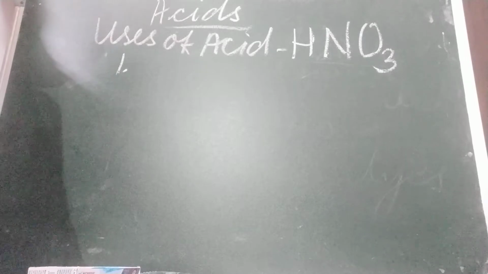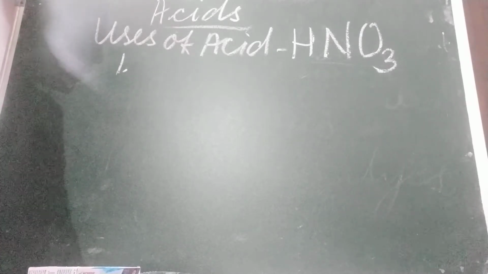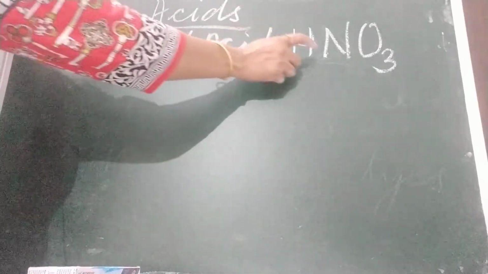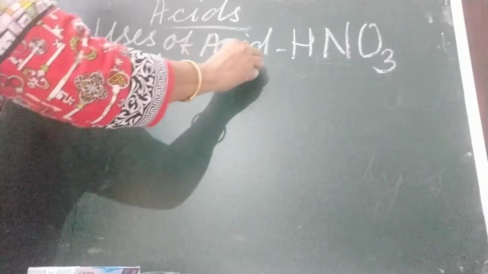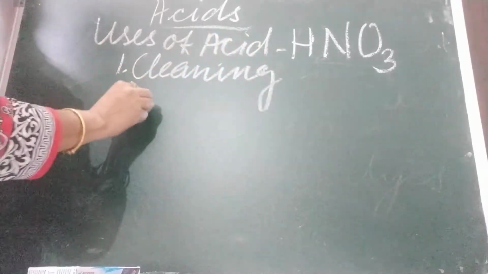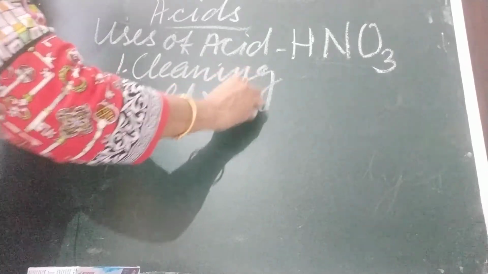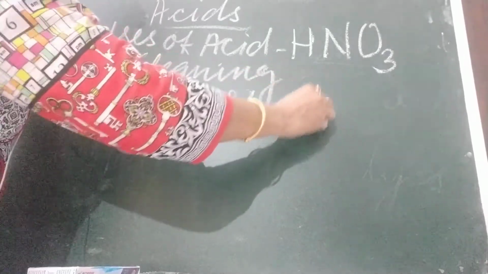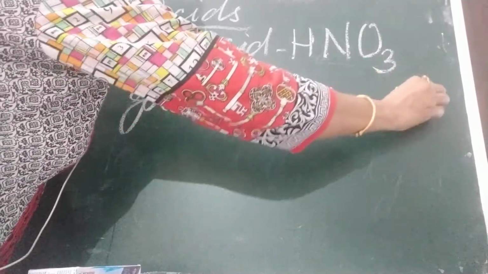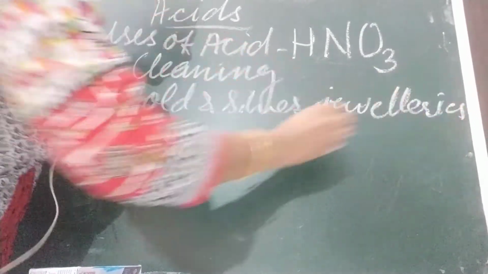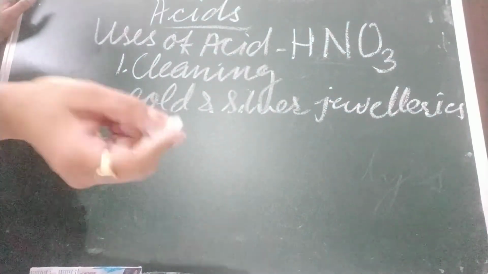They use it for cleaning gold and silver. What do they use for cleaning gold and silver? They use nitric acid for cleaning gold and silver jewelries. Okay. Now, the second use, children, two uses are sufficient.